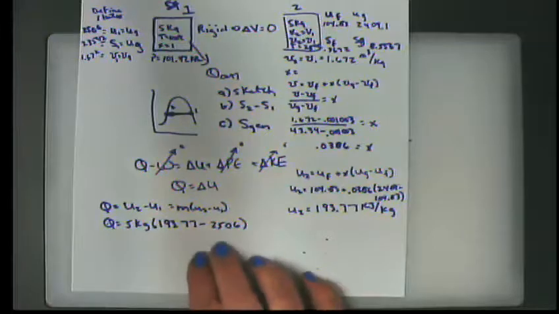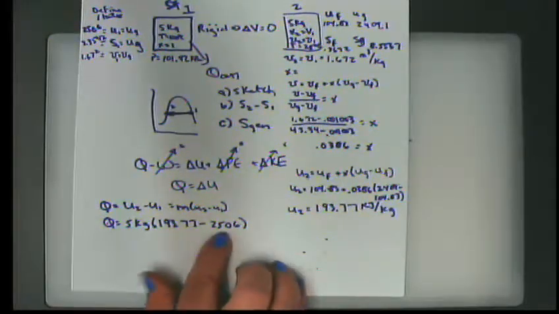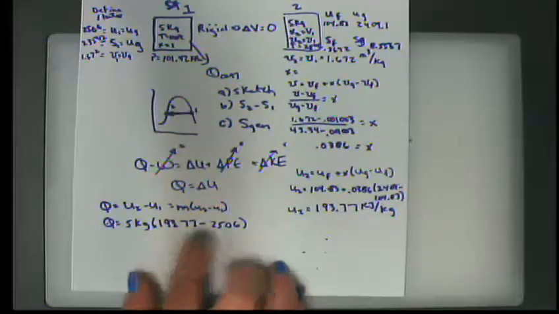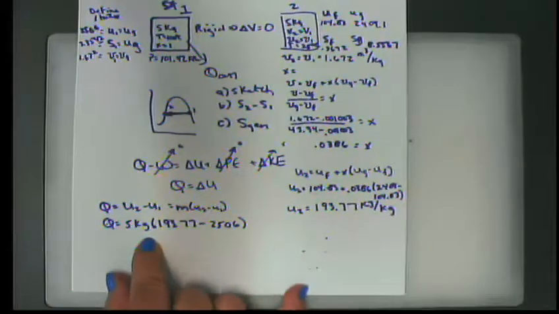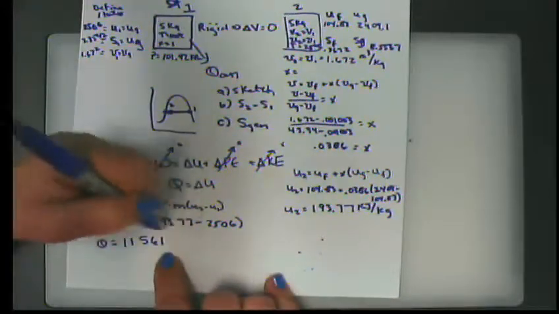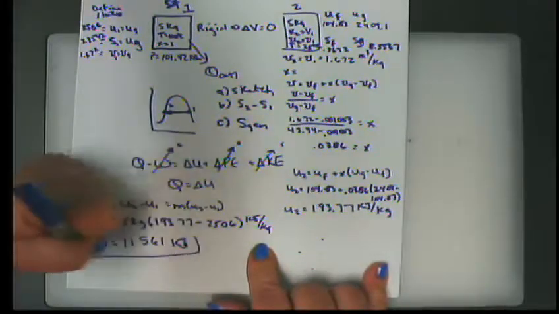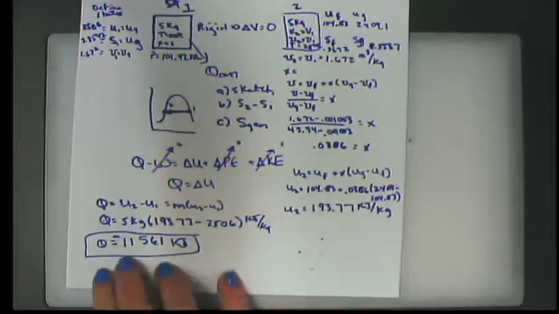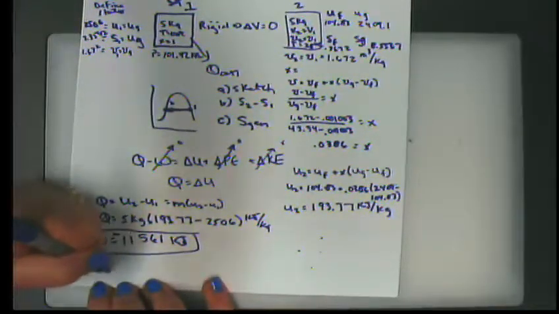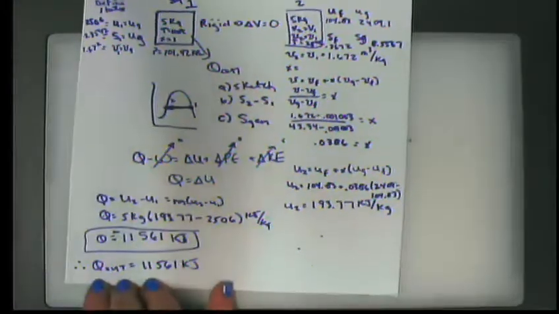Yep, and 0.0. Okay, so I take this number, 193.77, and subtract 2506. That's a negative number. Multiply it by 5. And that is Q, then, 11561. This would be in kilojoules per kilogram. Multiplied by kilograms gives me kilojoules, and the value is negative. So what that means is Q out is 11,561 kilojoules in this problem.